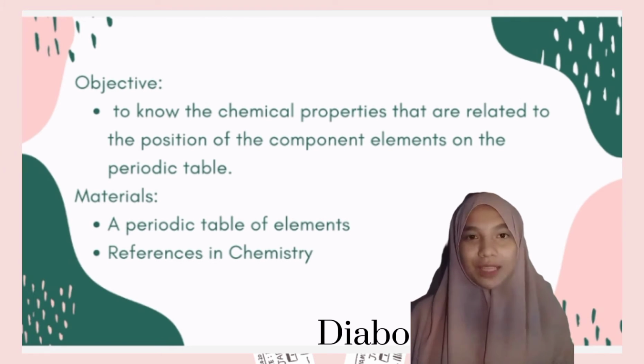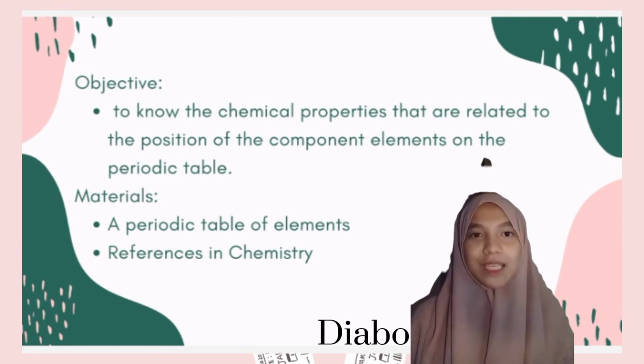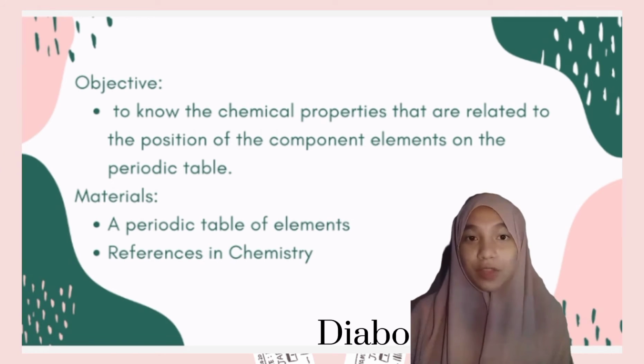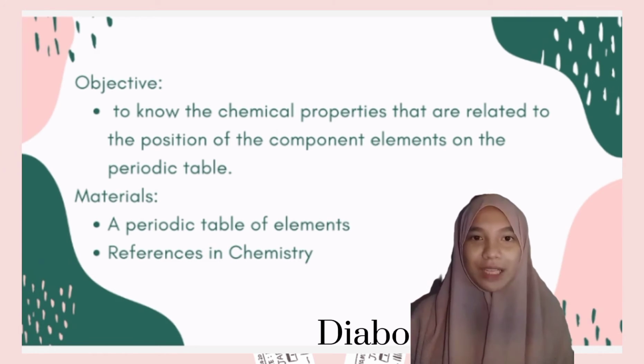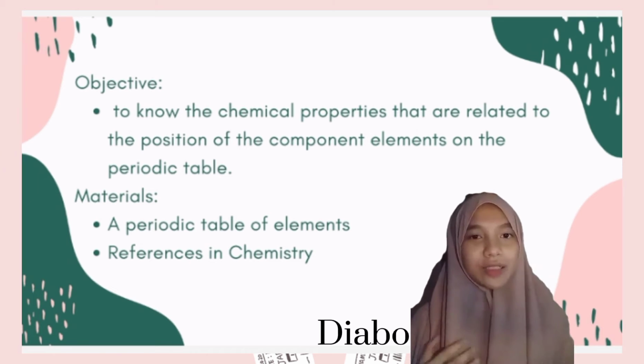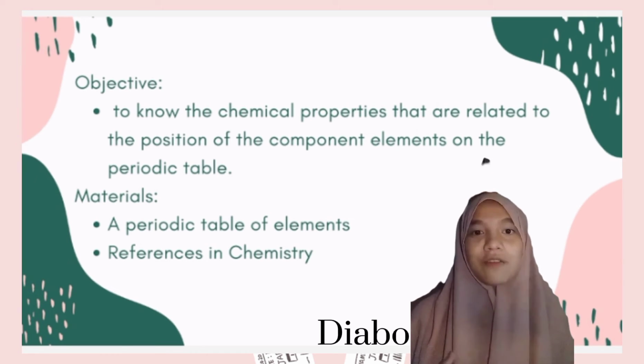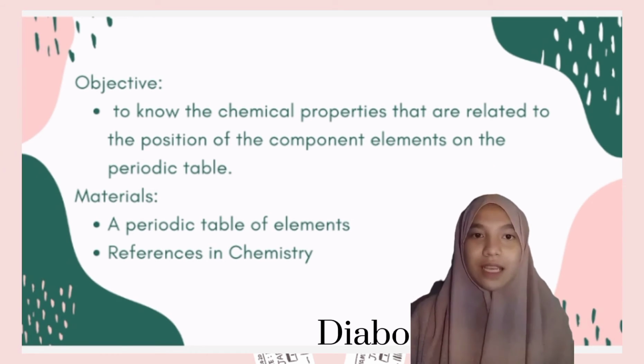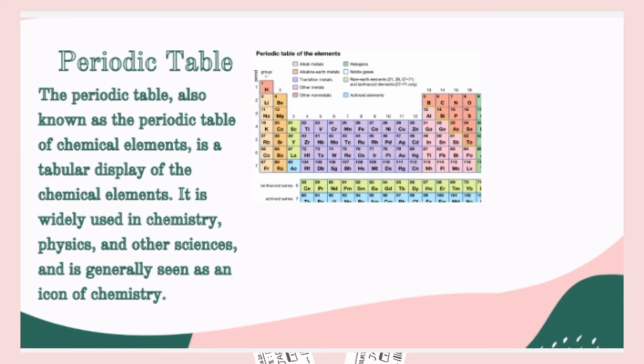So our objective is to know the chemical properties that are related to the position of the component elements in the periodic table. The materials are a periodic table of elements and the references in chemistry. The periodic table, also known as the periodic table of chemical elements, is a tabular display of the chemical elements. It is widely used in chemistry, physics, and other sciences, and is generally seen as an icon of chemistry.